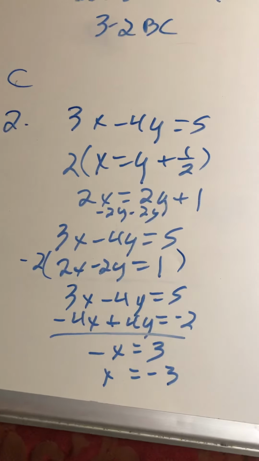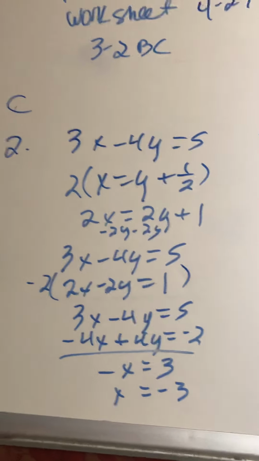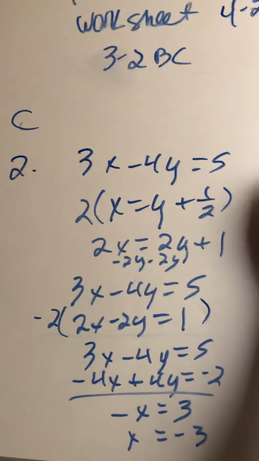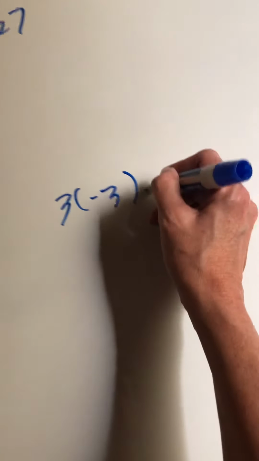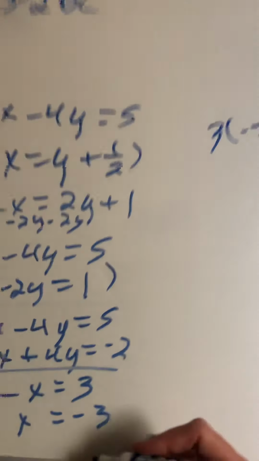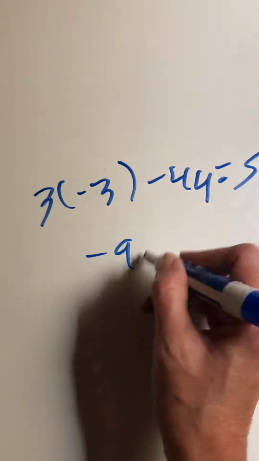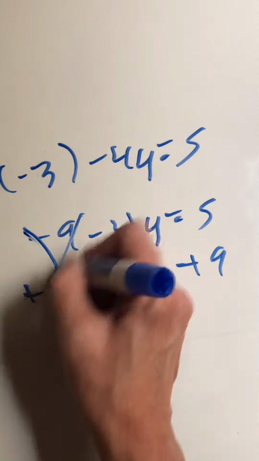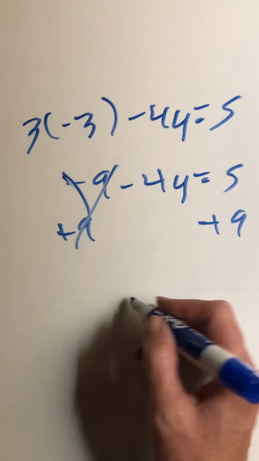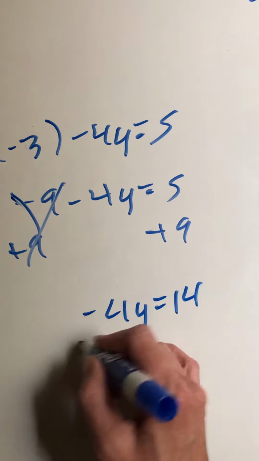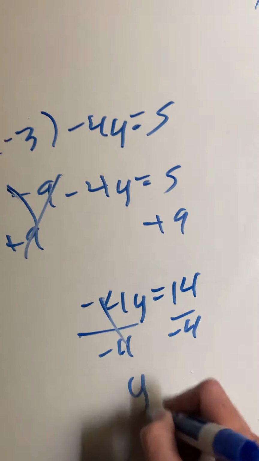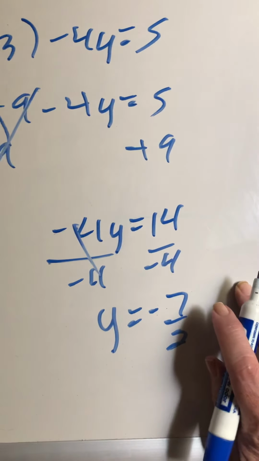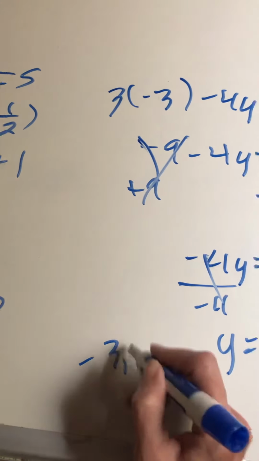Then plug that in. So x is negative 3. So then I do 3 times negative 3 minus 4y equals 5, because x is negative 3. So that'd be negative 9 minus 4y equals 5. So negative 4y equals 14, and divide by negative 4. So that's negative 7 over 2. So negative 3 comma negative 7 over 2.